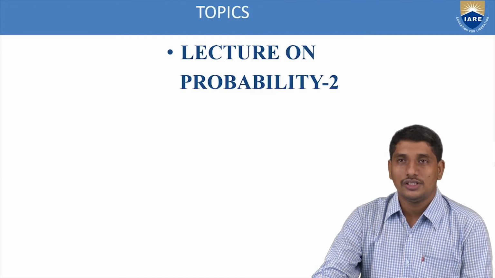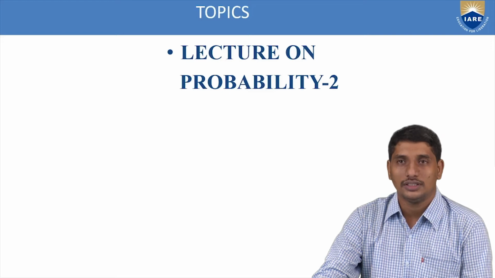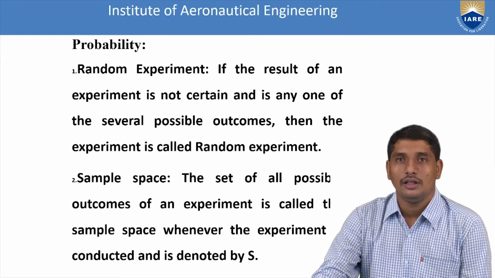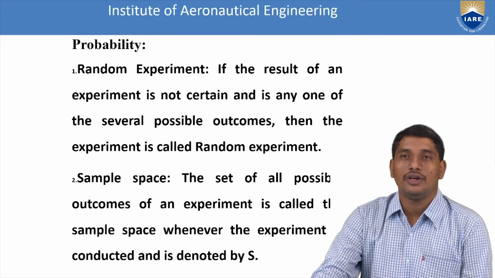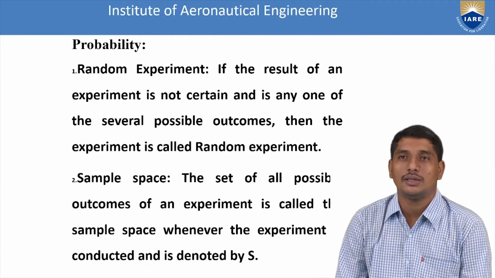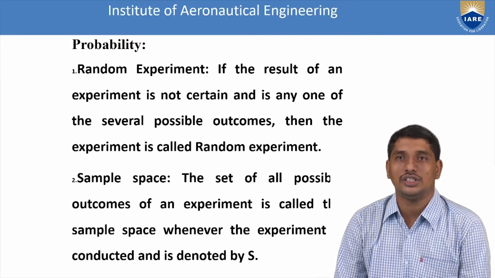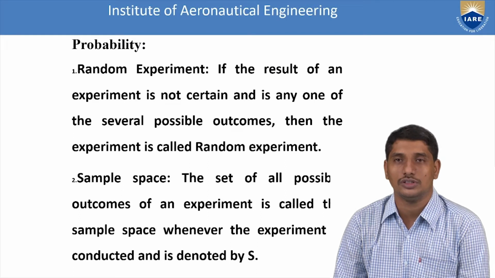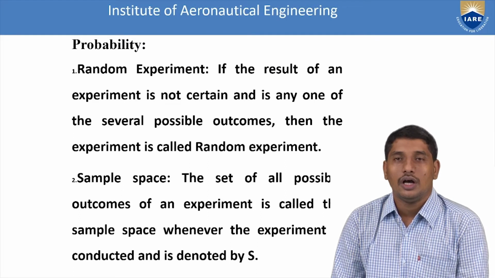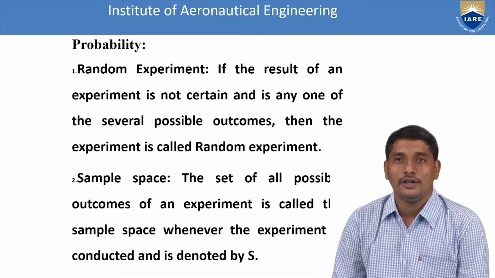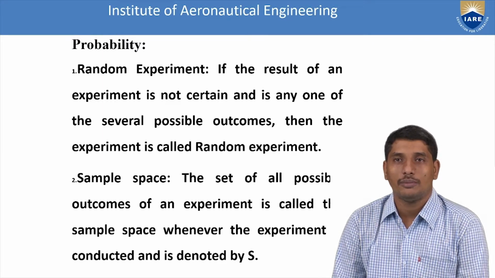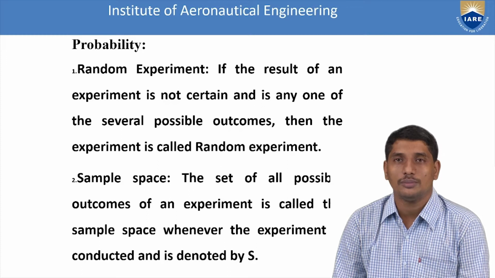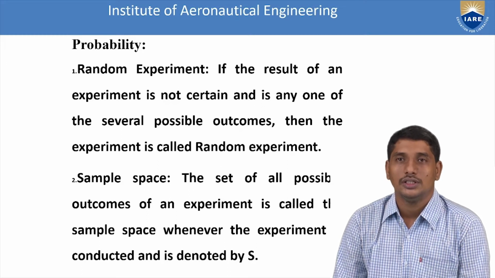Our lecture is the second lecture on probability. These are the things we discussed in the last lecture, that is, random experiment: an experiment whose result cannot be predicted in advance with 100% accuracy, namely tossing of a coin, rolling a die, picking a card from a deck of cards. All these are examples of random experiments.